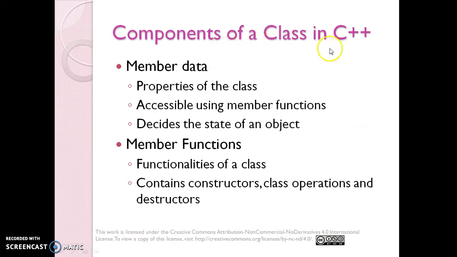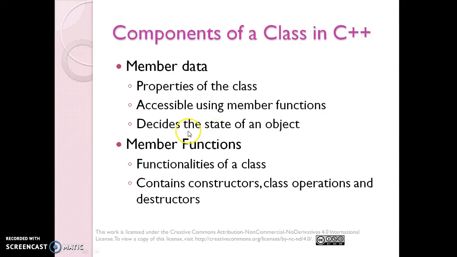What exactly are the components of a class in C++? There will be two compartments. A C++ class contains a compartment that has all the member data and a compartment that has all the member functions. Member data means the properties of the class, and they are accessible using member functions, and that decides the state of an object.